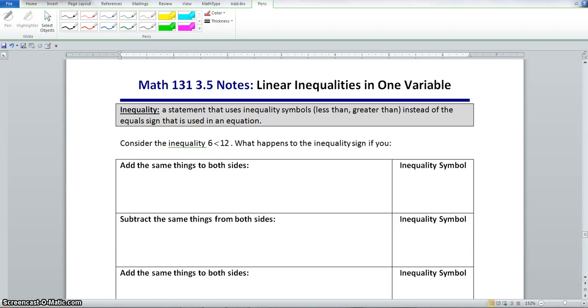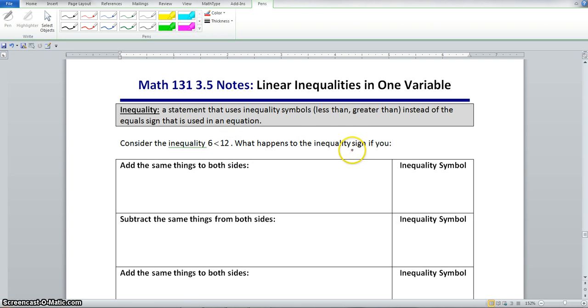Hello class, we're about to start section 3.5, notes, linear inequalities in one variable. Inequality: a statement that uses inequality symbols, less than, greater than, instead of the equal sign that is used in an equation. Consider the inequality, 6 is less than 12.